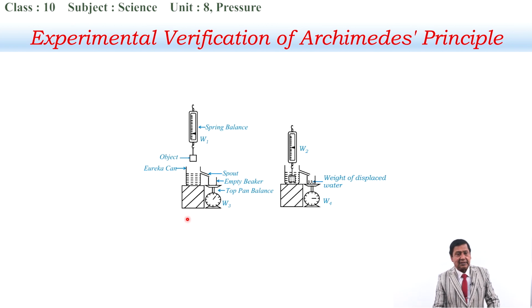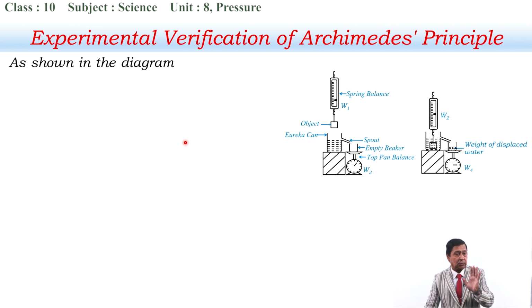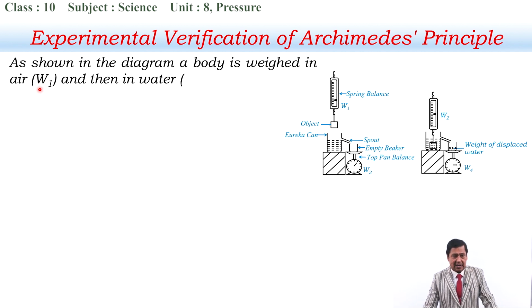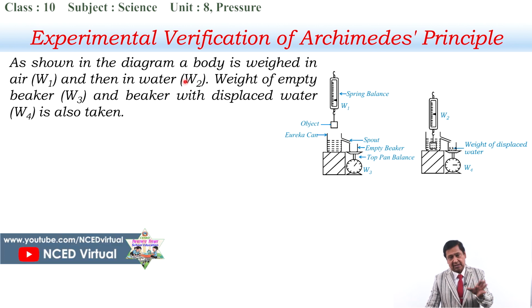Okay, let's take this diagram to one side. Now, what is shown in the diagram? We have to write that. As shown in the diagram, a body is weighed in air, its weight in air is W1, and then in water, the weight in water is W2. The weight of the empty beaker is W3, and the beaker with displaced water, W4, is also taken. We have to say this, which is shown in the diagram.